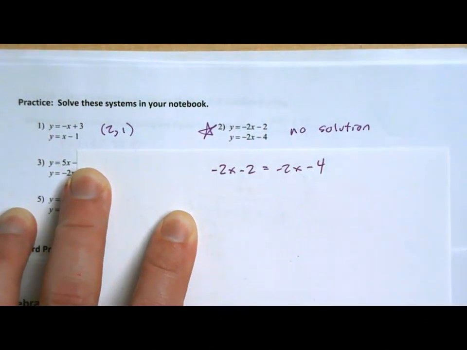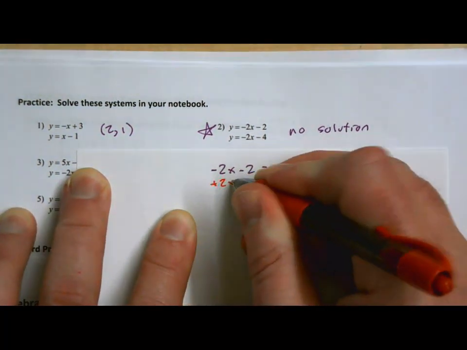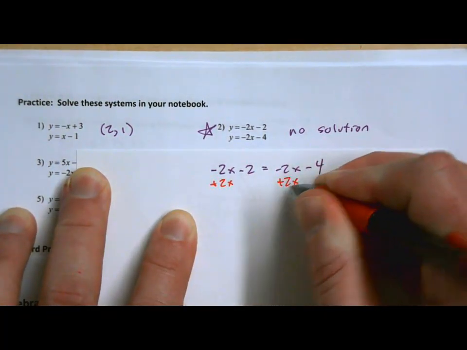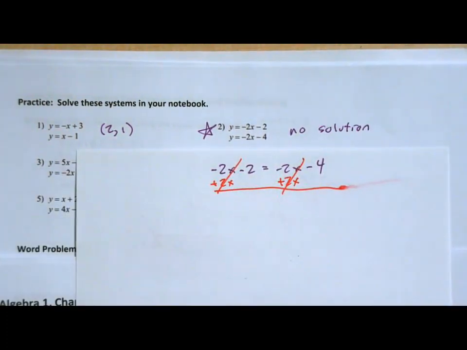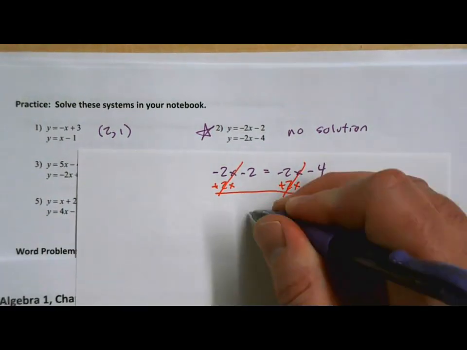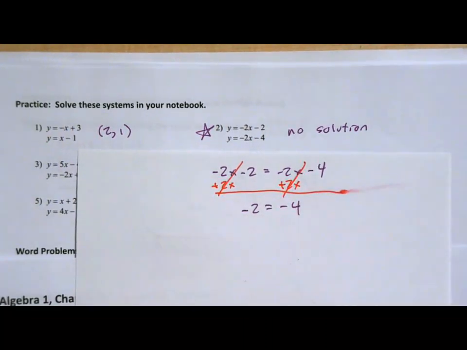Okay. And then what a lot of you found was when you tried to get rid of this negative 2x by doing plus 2x on both sides, all of your x's went away. That's what's weird about this problem. When I go to my next step, it's negative 2 equals negative 4. There are no x's. How can I solve for x if there's no x's in the equation? The answer is you can't. You can't. We are done with this problem.